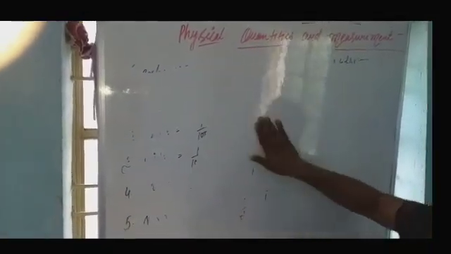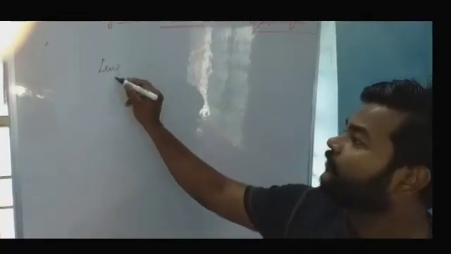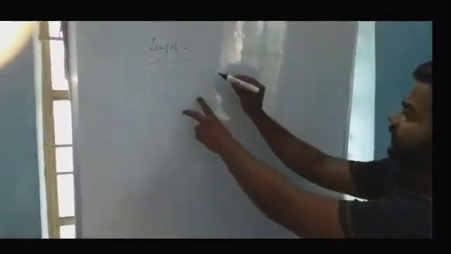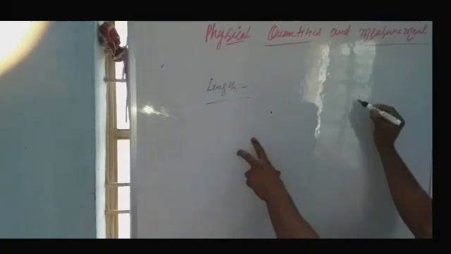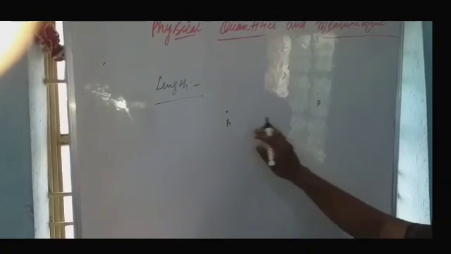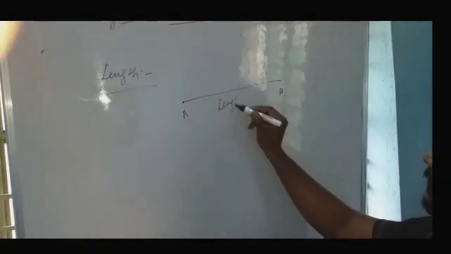How do we denote measurement of length? First of all, what do you mean by length? What is length? The distance between 2 points is known as length. Here A is a point and B is a point. The distance between A and B is known as its length.